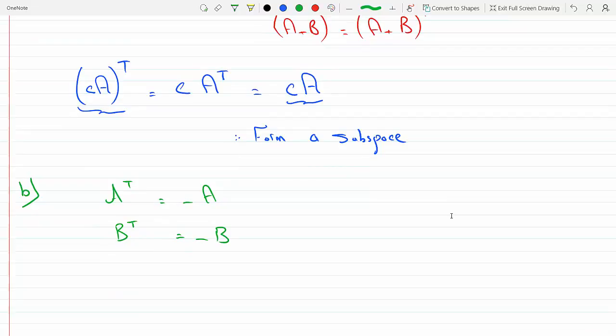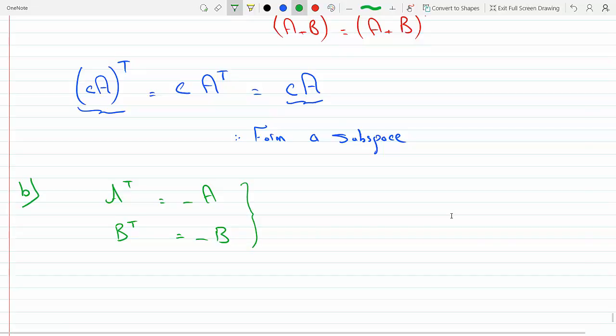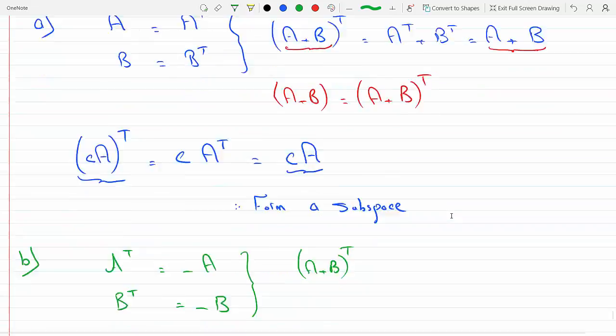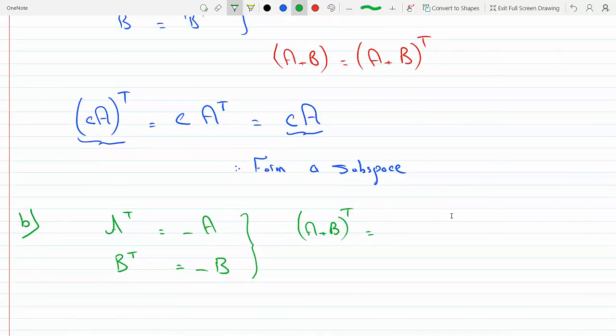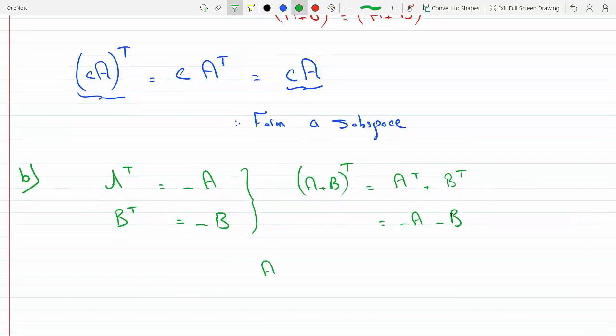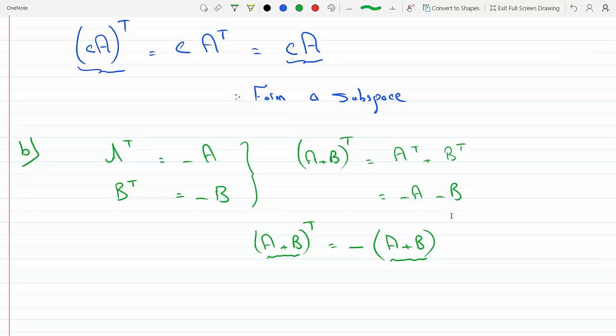So why don't we add these two? Let's find if (A plus B) transpose will get me a skew symmetric matrix. If I do this, I could distribute the transpose. So A transpose plus B transpose, but A transpose is equal to minus A, and B transpose is equal to minus B. So therefore, I get minus (A plus B) when I factor out the minus. So if I add two matrices, I get a matrix whose transpose is equal to the negative of the original. So this is closed under addition.